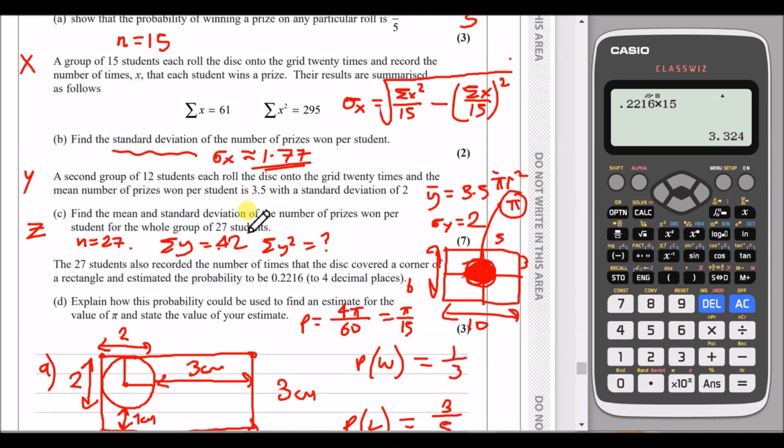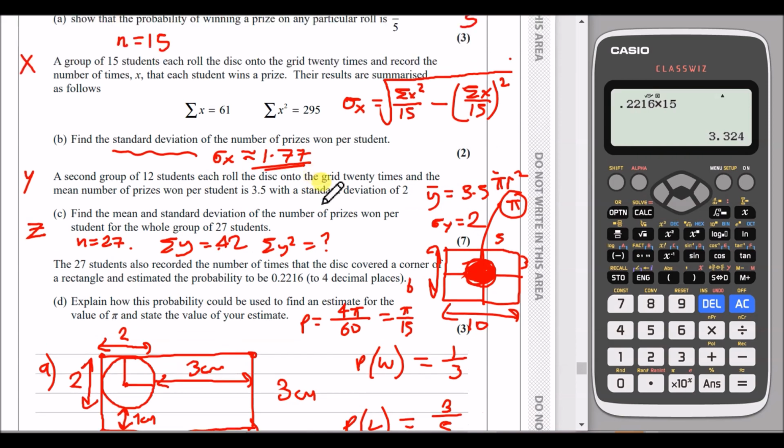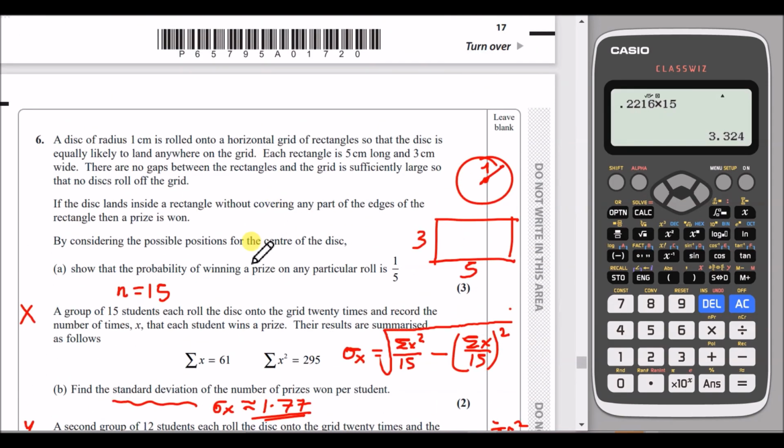I think B and C is not too bad. B is quite standard. C is a bit tricky, but it's just another way of solving these questions. So I think out of the whole paper, number 6 was definitely probably the most unique one that we've ever seen.